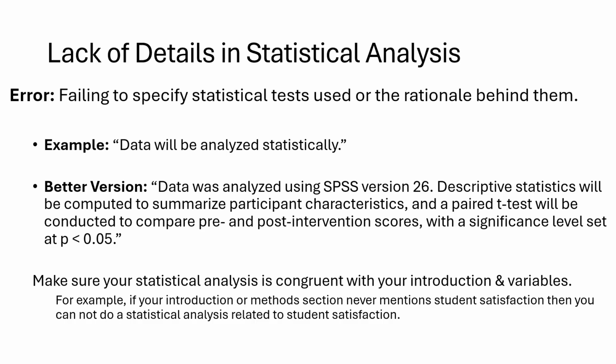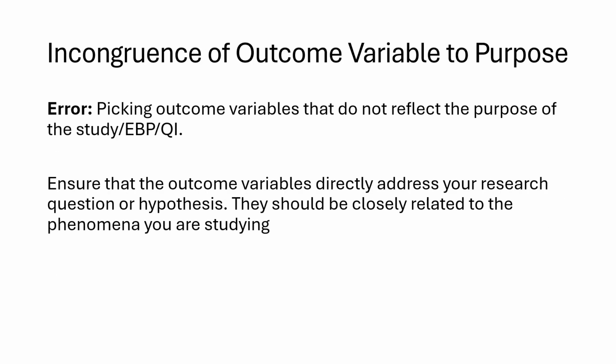Also be sure that in the analysis here, what you say you're going to analyze and the different elements are actually congruent with the introduction and the variables that you use to measure. So this, again, is another example of something that is usually not done well in the grant applications, so you need to be sure that what you pick for your outcome variable reflects the purpose, whether it was a study, an EBP, or QI. It needs to be reflected.